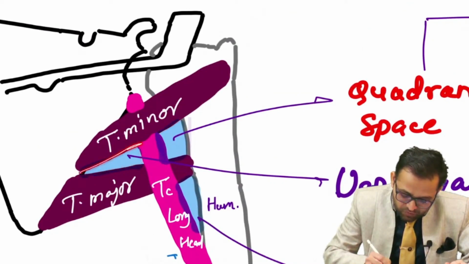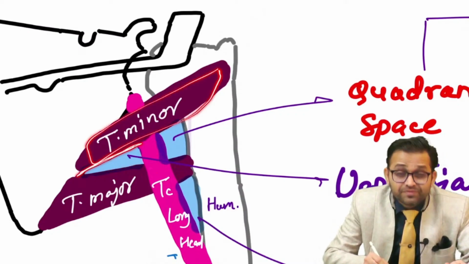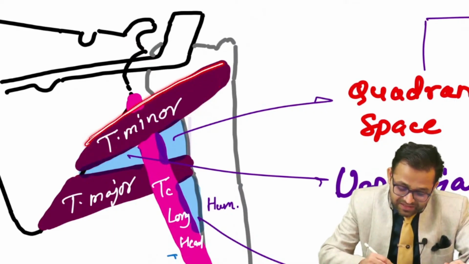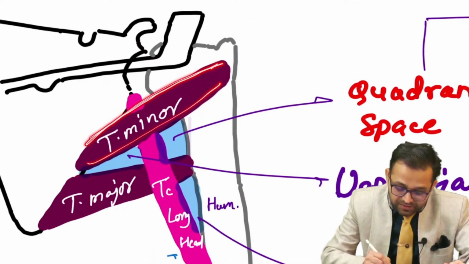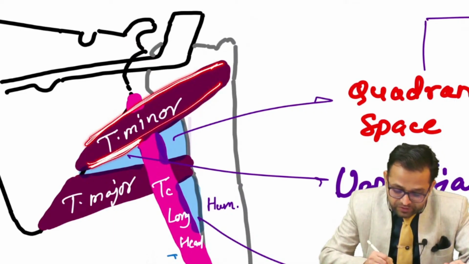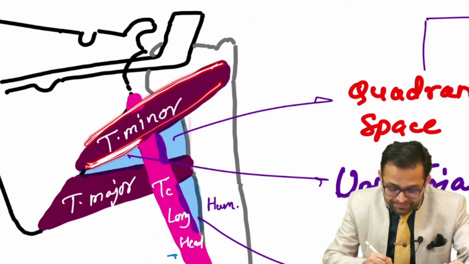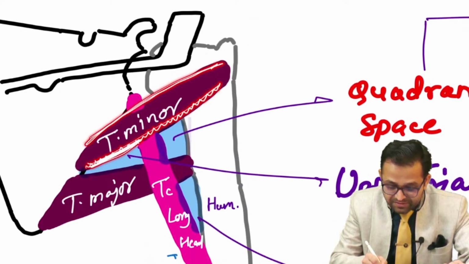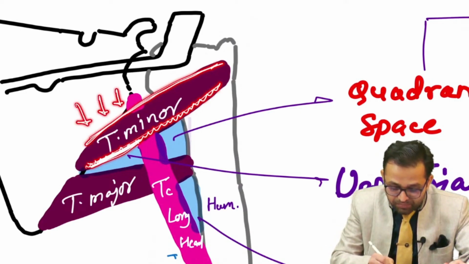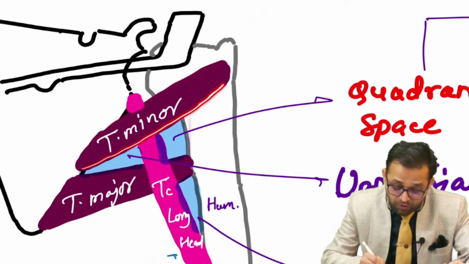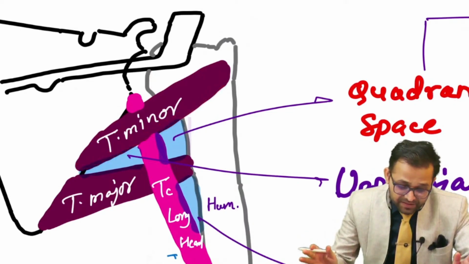Okay sir, upper border is formed by... tell me beta, the upper border of this triangular space is formed by what? Answer is teres minor. Now beta, tell me, how many borders does teres minor have? Sir, this teres minor has an upper border and a lower border. The upper border of the triangular space is formed by, listen carefully, the lower border of teres minor or the upper border of teres minor? Definitely you will say the lower border of teres minor. Getting the point?